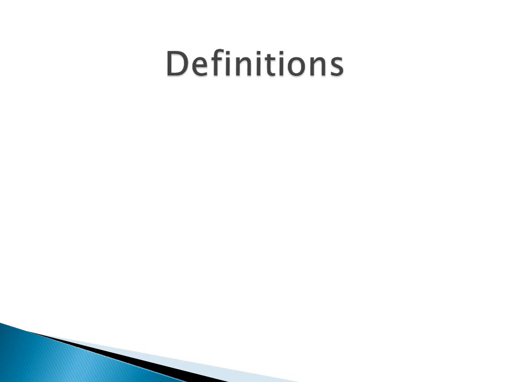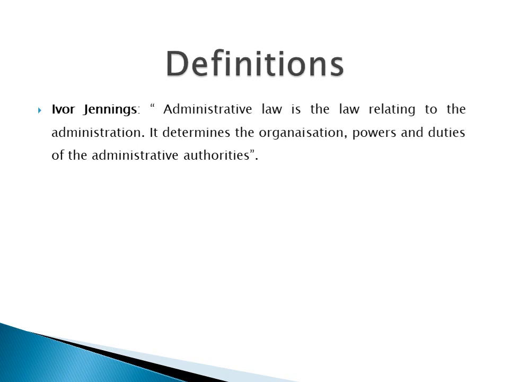Definitions of administrative law. Ivor Jennings has defined administrative law as the law relating to the administration. It determines the organization, powers, and duties of the administrative authorities. This is the most widely accepted definition of administrative law.